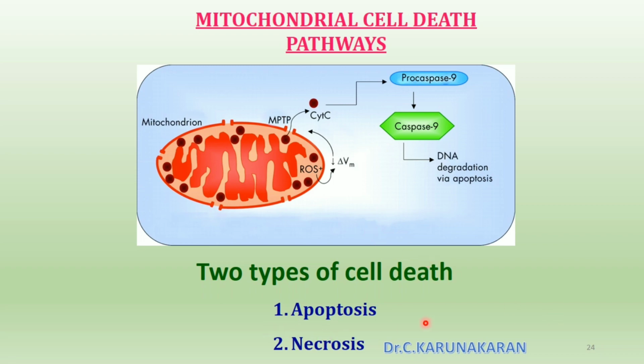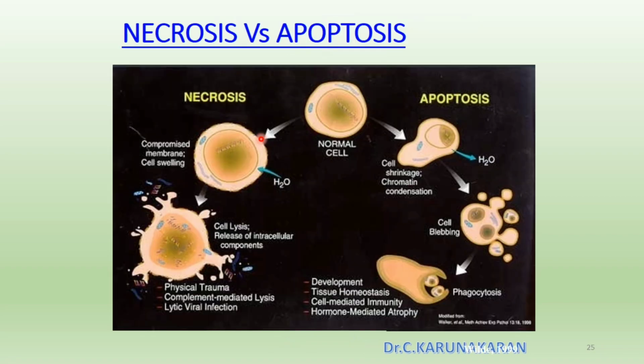There are two types of cell death: apoptosis and necrosis. Apoptosis is normal cell death, cell suicide: after a long life, the cell commits suicide and kills itself. Whereas necrosis is due to, for example, accident, heat damage or other external damage. It causes cell death because of cell damage.